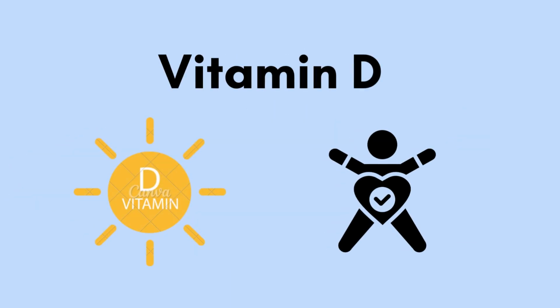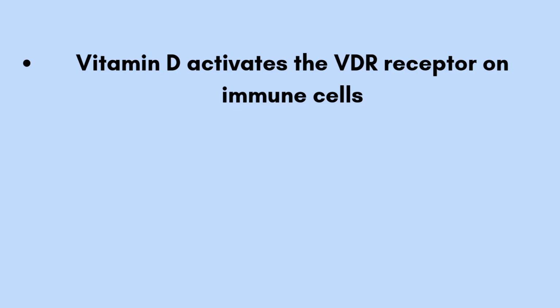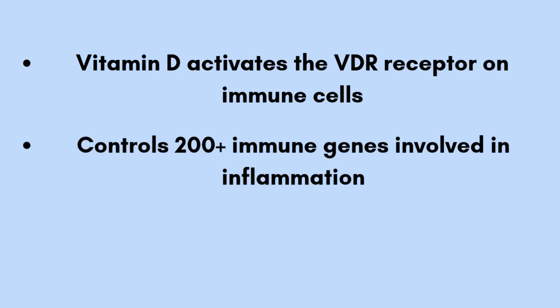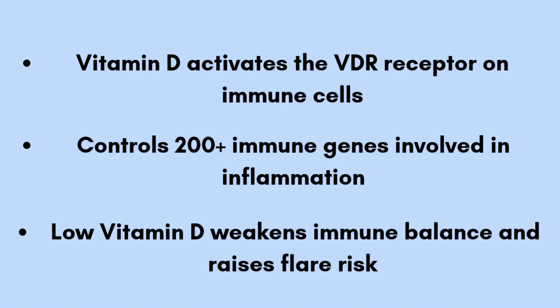Vitamin D is important for nuclear receptor regulation in the immune system. It activates the VDR receptor on immune cells, which controls over 200 immune genes that reduce inflammation and support immune balance. When vitamin D is low, autoimmune flare risk increases.